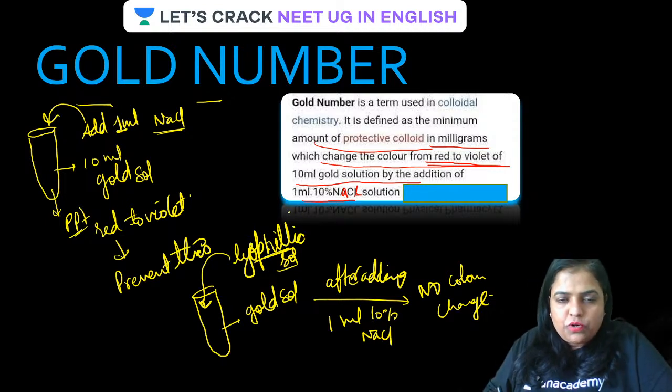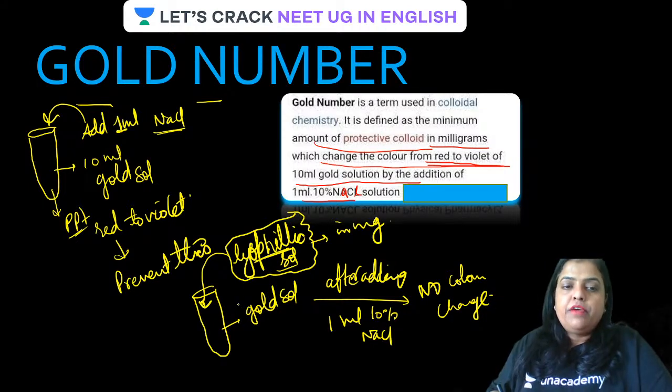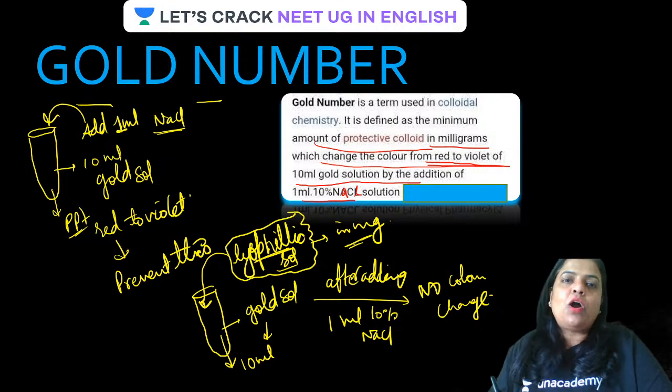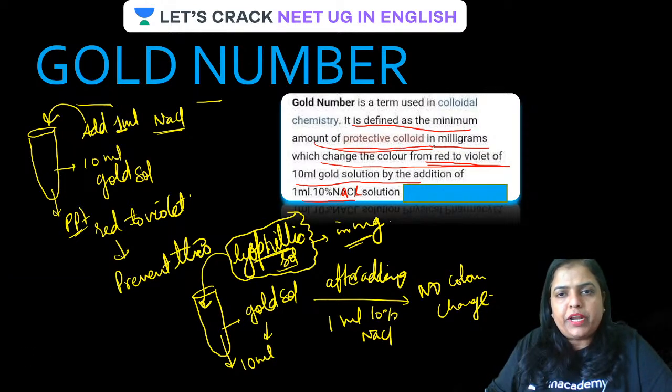Okay, guys. So the weight of this lyophilic sol in milligram, which is sufficient enough to prevent the color change of 10 ml of gold sol, is actually called the gold number. I'm repeating the definition again. Now I hope you are getting it. It is defined as the minimum amount of protective colloid in milligram, which prevents the color change from red to violet of 10 ml gold solution on addition of 1 ml of 10% NaCl solution. Is that clear, guys? Did you understand?